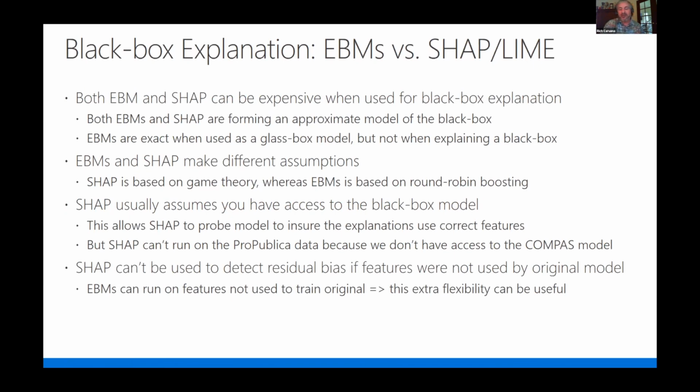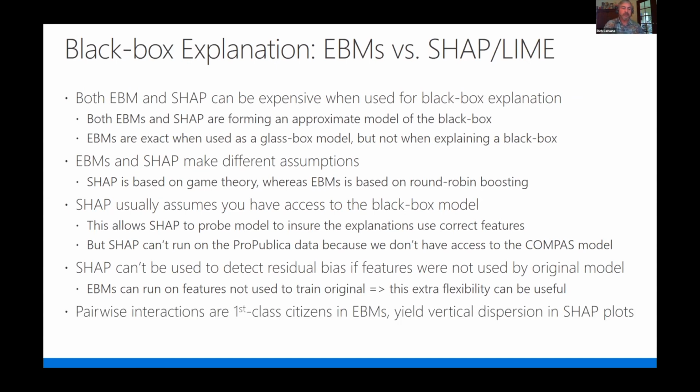SHAP, therefore, can't be used to detect this residual bias we found, like the black-white bias and the Native American bias. And that's because we can't use any features in SHAP that weren't used in the original black box model. We believe the COMPAS model does not use race as an input feature, but that doesn't mean it's not biased. But by using race as an input feature in our mimic model, we're able to detect some of that bias. And sometimes this extra flexibility that comes from using EBMs instead of SHAP is useful.